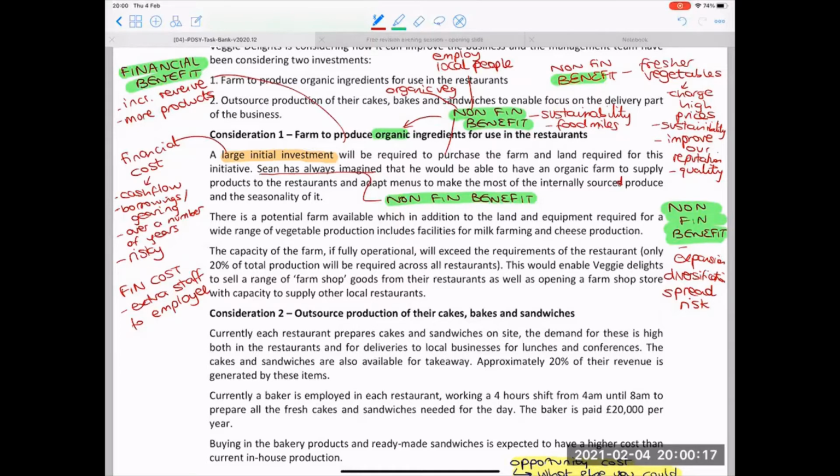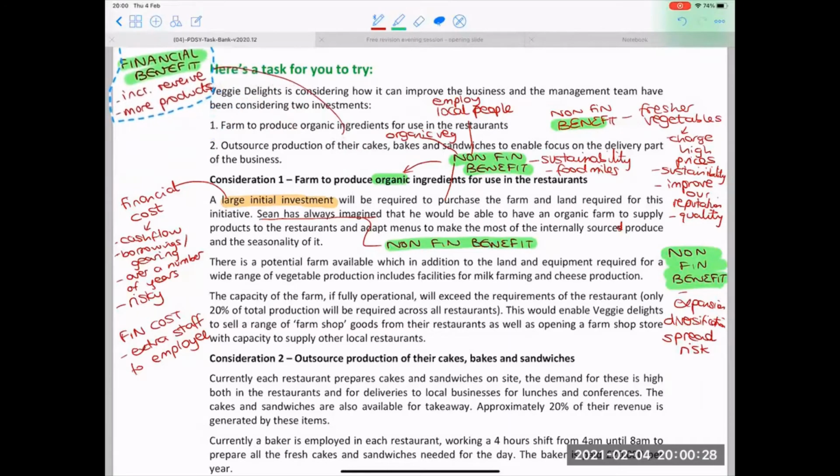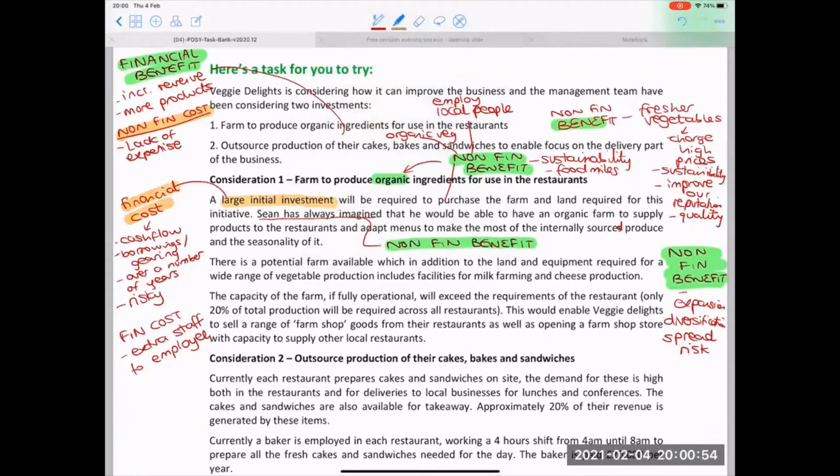Right, excellent. Perfect. Ruth has given us, if I can fit it in, a non-financial cost. Ruth says there's a lack of expertise. Yeah. Absolutely. Good. So we've got a lack of expertise, so it might be risky. Yeah, there might be a few other non-financial costs in here that we can look for.